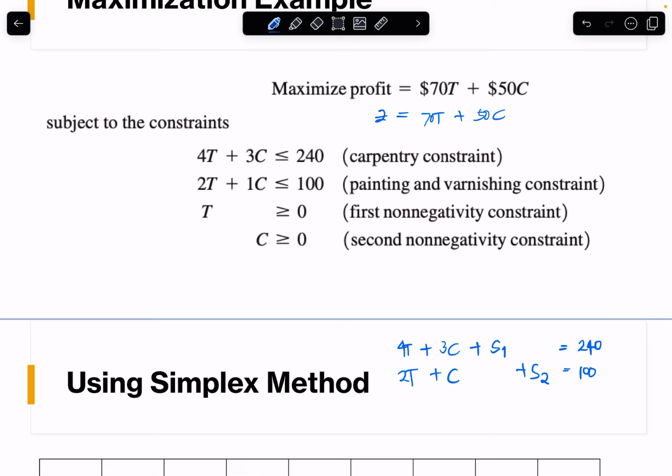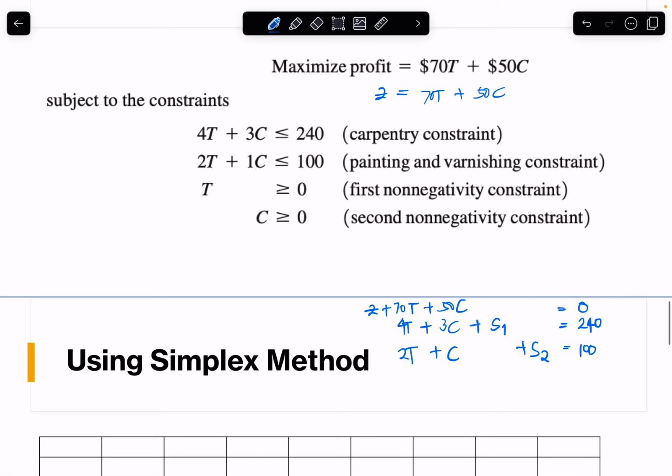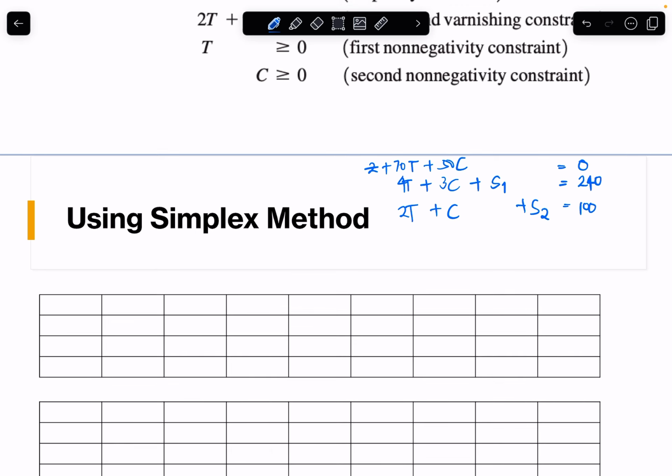So the equation here would be, I'll be introducing Z here, Z minus 70T minus 50C is equal to 0. And we are not introducing slack variables for the non-negativity constraints, because slack variables are only for constraints due to resources. Okay, so now we write the variables.